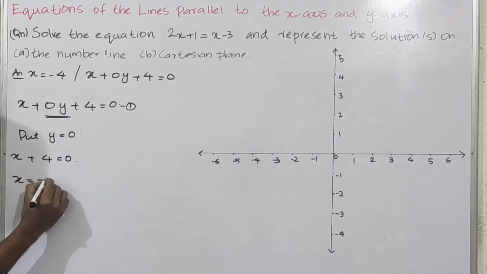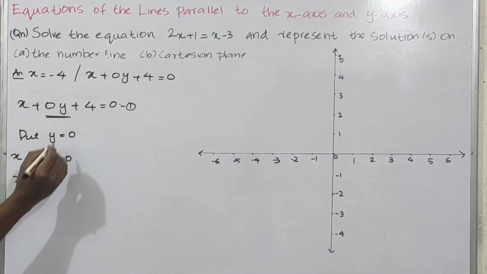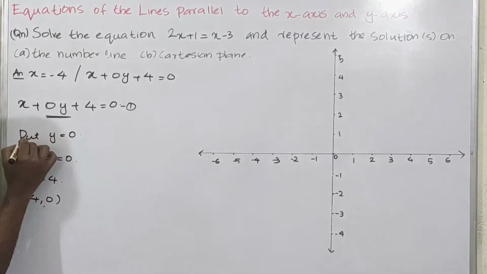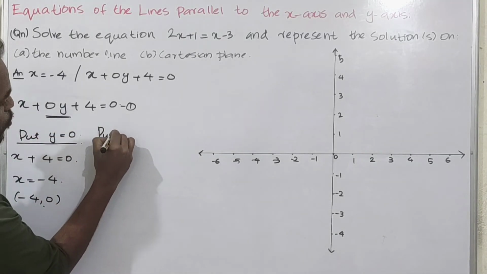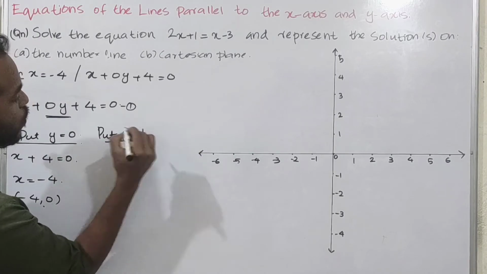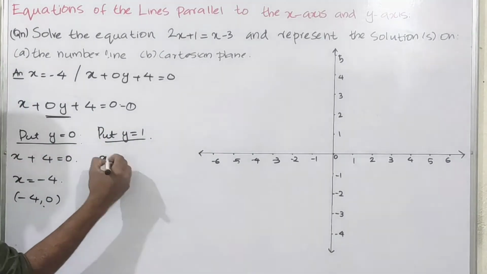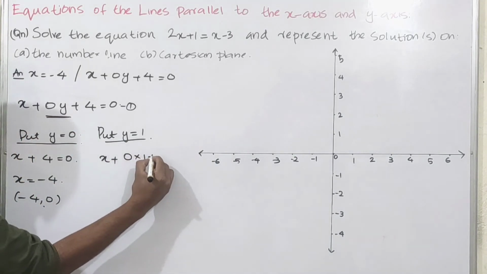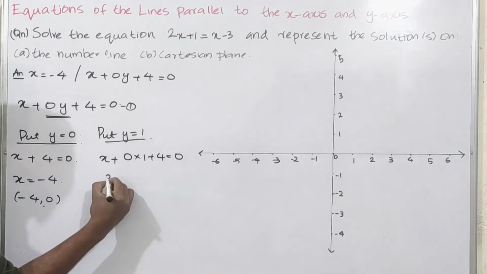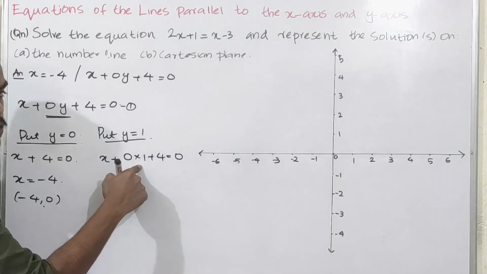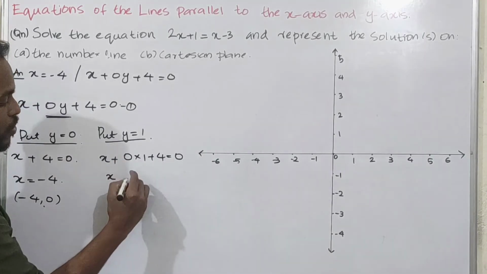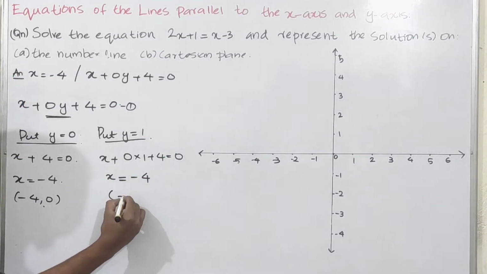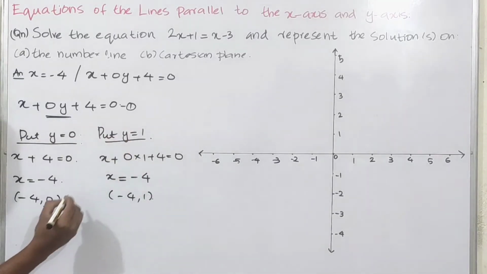So we will get the value minus 4. Now we have a coordinate. Who is that? Minus 4 comma 0. Now this is the first case. Now the second one. Put y is equal to 1. What happens then? x plus 0 into 1. What is 0 into 1? 0 into 1 plus 4 is equal to 0. That is, 0 into 1 is 0 itself, plus 4 is equal to 0. So we can write x is equal to minus 4. So we have a second coordinate, that is minus 4 comma 1.